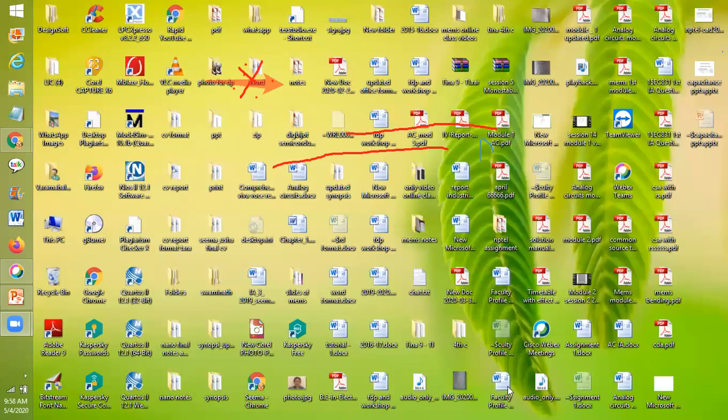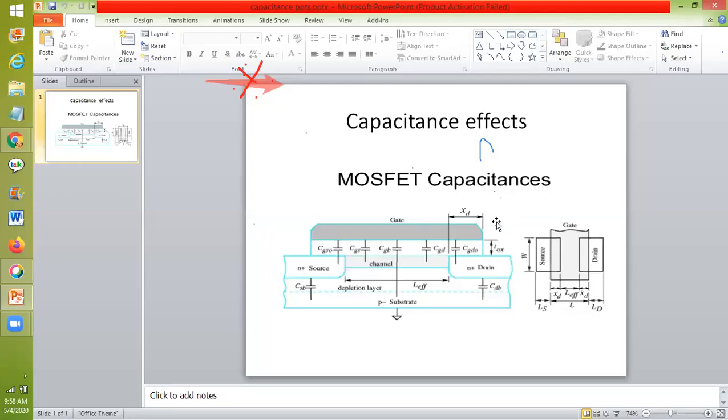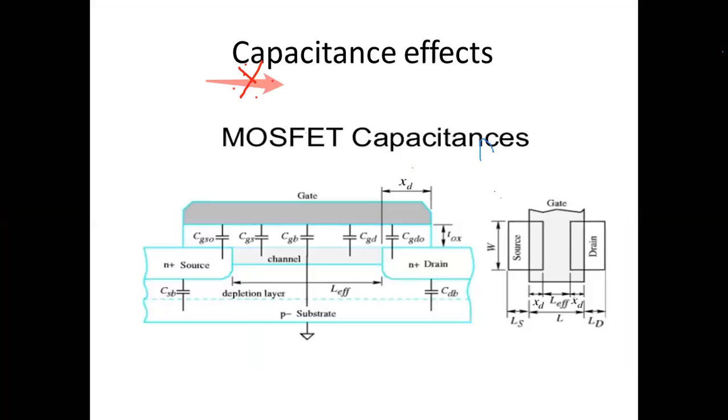One second. Can you see this slide, everyone? Are you able to see? Can you see? Nidhi, is it visible? Yes, ma'am, it is visible. Slide capacitance effect, are you able to see?